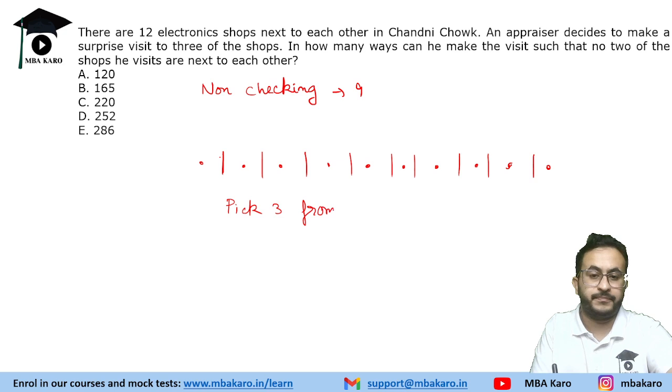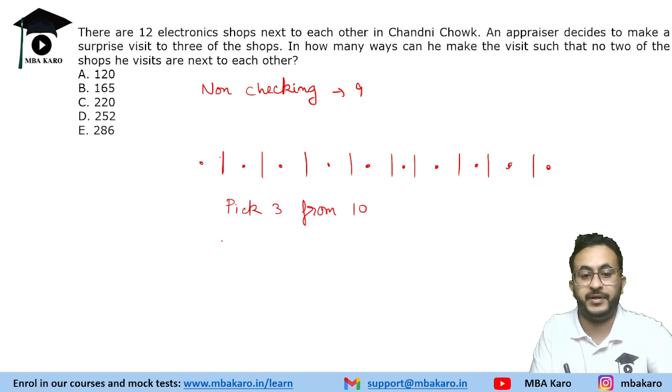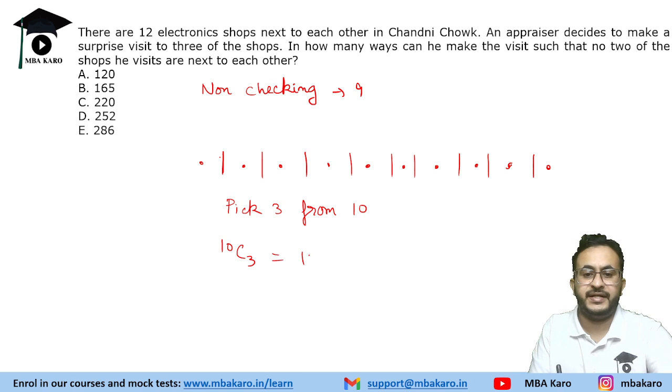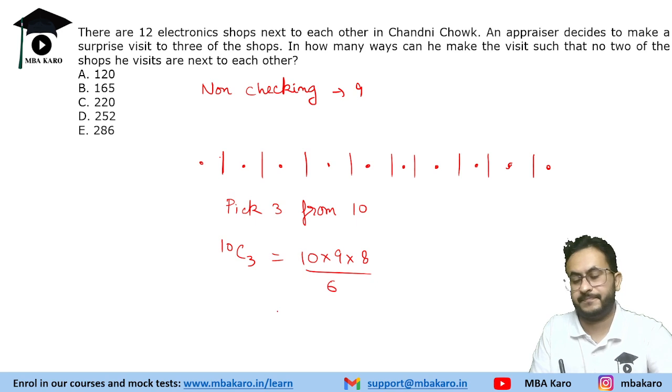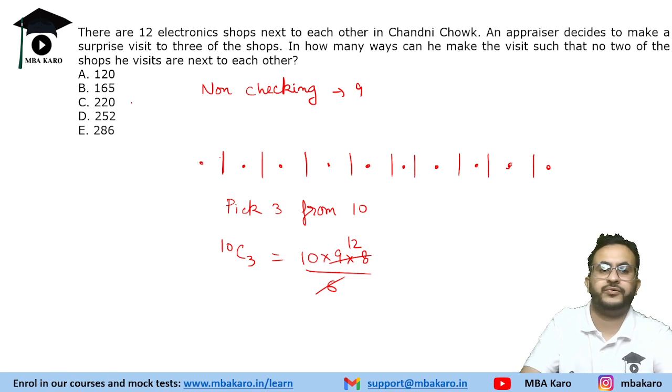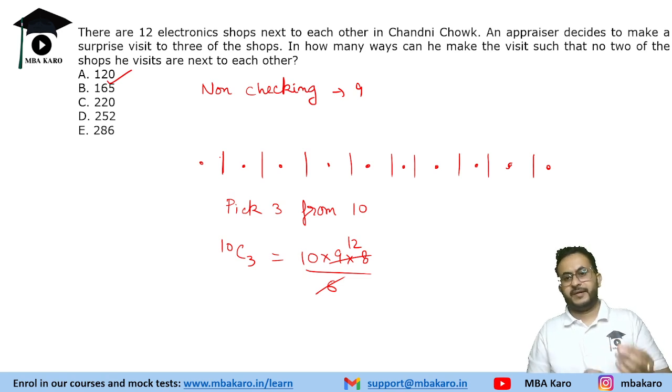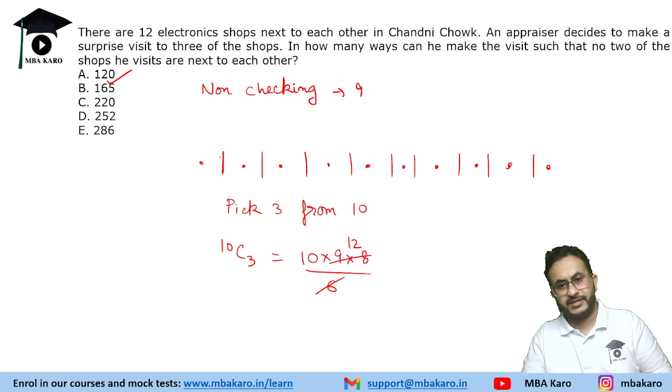from 10. Okay, so if you have to pick 3 from 10, basically 10C3. So 10C3 is 10 into 9 into 8 upon 3 factorial, which is 6. Okay, so 9 into 8 is 72. When you divide by 6, 12. So 12 into 10, 120 ways. So this is how we do a separation based question in combination.